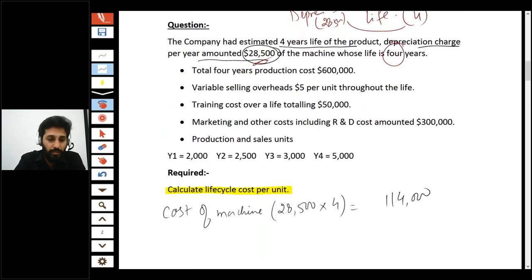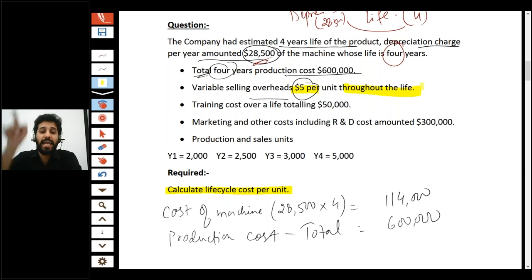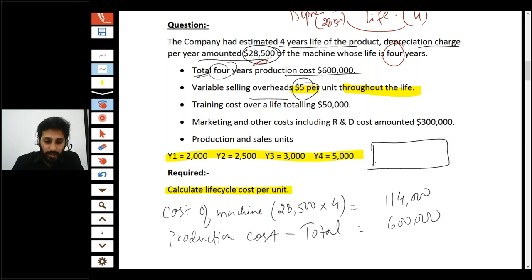That's 114,000. And then the total 4 year production cost is 600,000. Secondly, there is variable selling overhead of 5 per unit throughout the life. And production and selling units are given. Will you please total the selling units over the life? It's 2000 plus 2500 plus 3000 plus 5000, totaling 12,500 units over the entire life.